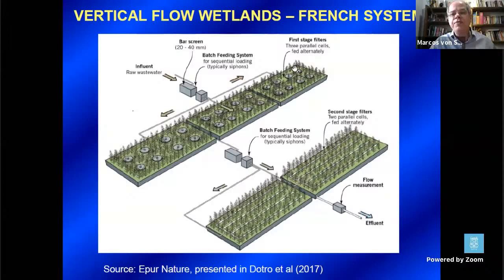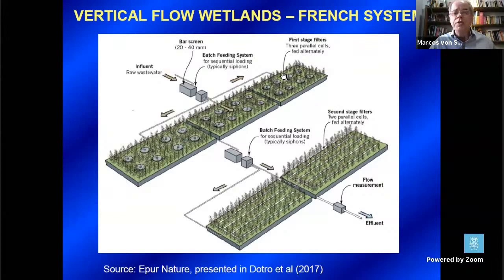You have three filters in parallel. They are vertical filters. Each time you feed one of the filters, and the others are resting for some days. Then after some days you change: this one is in operation, this one starts to rest, and so on. This alternation is very important. This is the so-called first stage, responsible for a very good removal of BOD, COD, total suspended solids, and even partial removal of ammonia. And the second stage is similar, to improve even further the removal efficiencies.